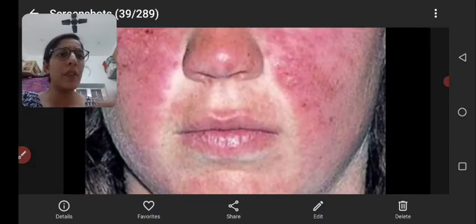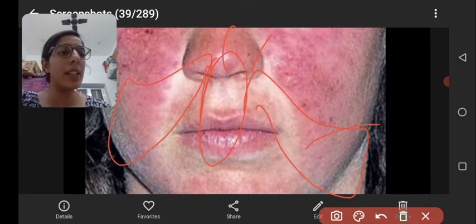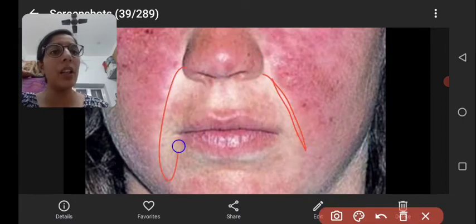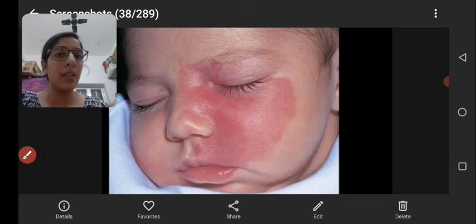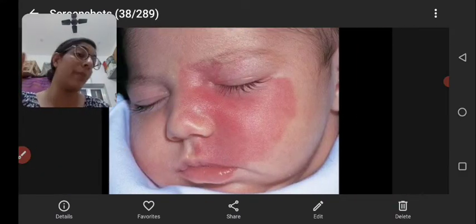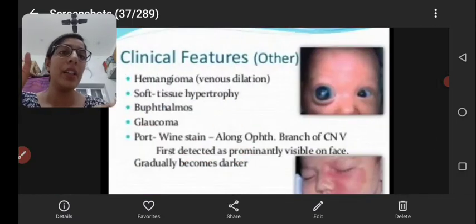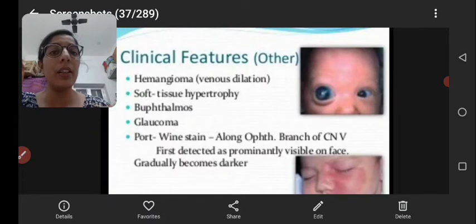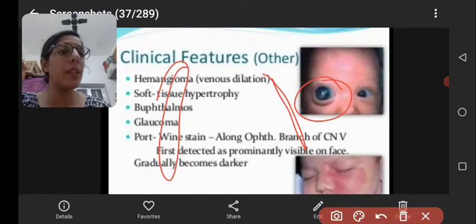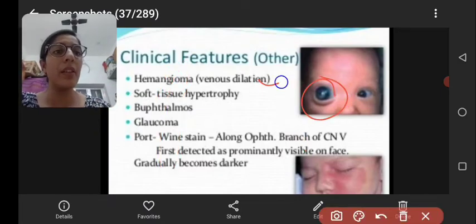These are the same pictures of the SLE. Look, there is a sparing of the nasolabial folds. This is a port wine stain, okay? Port wine stain. I keep saying port wine. Yes, buphthalmos is seen here. Look here, glaucoma, buphthalmos. All these features suggest Sturge-Weber syndrome.